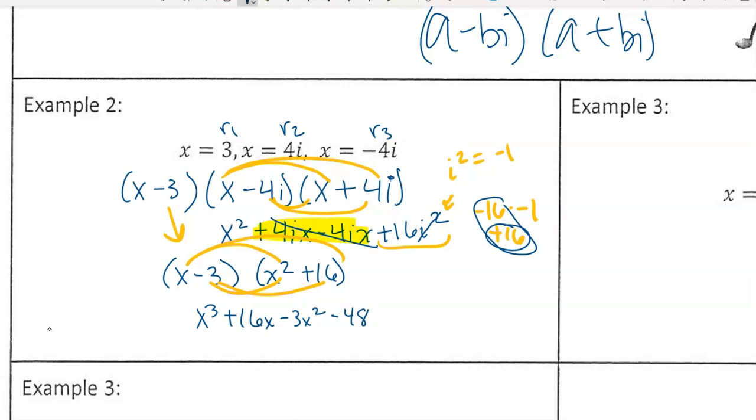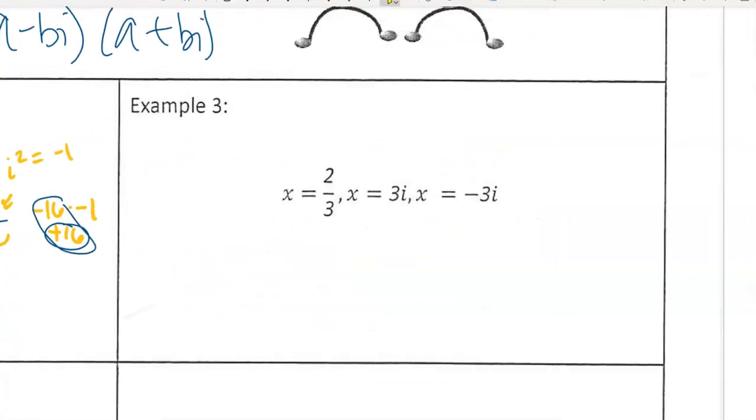Now, this is not in standard form, and we like standard form because standard form is nice and pretty. We write everything from highest exponent to lowest exponent. There's our polynomial. So we were able to take the roots and determine the equation of the polynomial. We can say y equals or f of x equals whatever. We had 3 roots, and look at our degree. x cubed. Our degree is 3. Let's take a look at the next example.